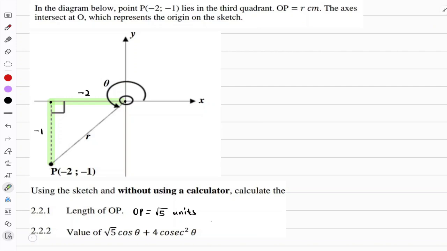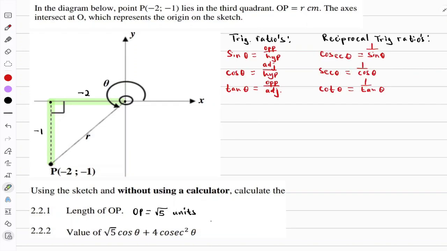So the second question says we need to calculate the value of square root of 5 cos theta plus 4 cosec squared theta. So here we're dealing with a trig ratio, and here we're dealing with a reciprocal trig ratio. Before we delve into the question, we need to first define our trig ratios and our reciprocal trig ratios. We can use these trig ratios to help us find cos theta, and we can use the reciprocal trig ratios to help us find cosec theta.